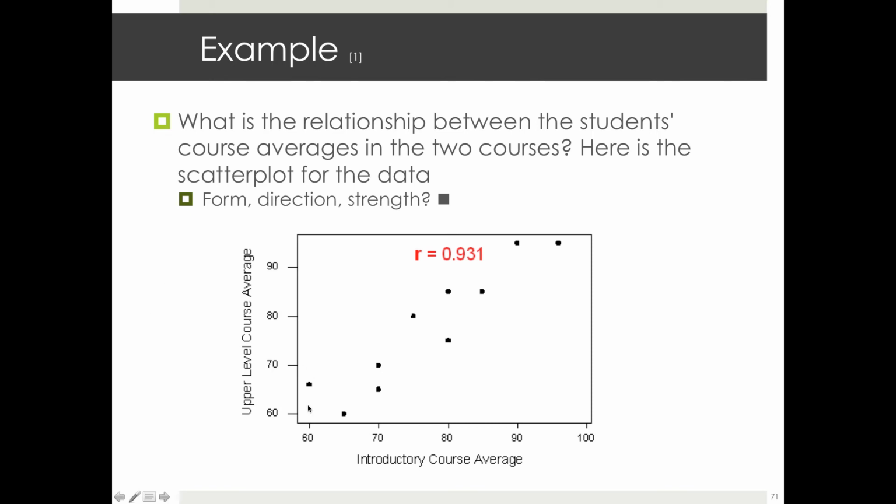Remember, an increasing relationship corresponds to a positive relationship, and decreasing is negative. So clearly, as one variable, the intro course average, increases, the other variable goes up, and so that's an increasing or a positive direction. And then the strength here, using the formula that we saw previously on a previous slide, is 0.931. So this is telling us that we have a relatively strong linear relationship between these two variables. So introductory college course average and upper level college course average have a very strong linear positive relationship.